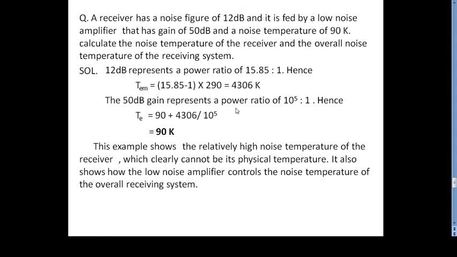15 dB gain represents the power ratio 10 to the power 1.5. So T is equal to 90 plus 4306 divided by 10^1.5, so about 19 kelvin. This shows the relatively high noise temperature of the receiver is much reduced and cannot be the physical temperature. It also shows that the low noise amplifier controls the noise temperature of the overall receiving system. So here we can find out how to calculate the noise temperature in terms of the noise factor as well as in terms of the absolute temperature and Boltzmann's constant.